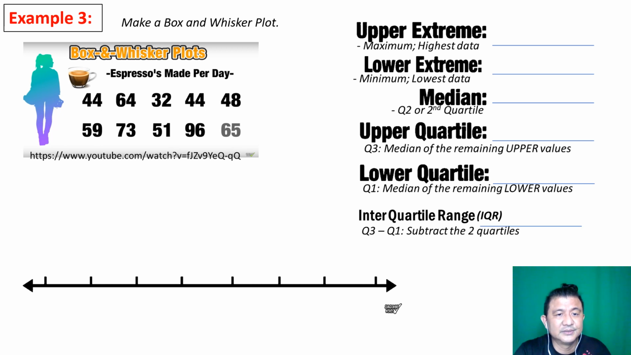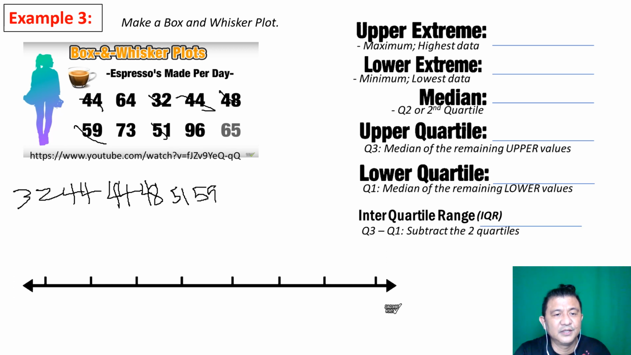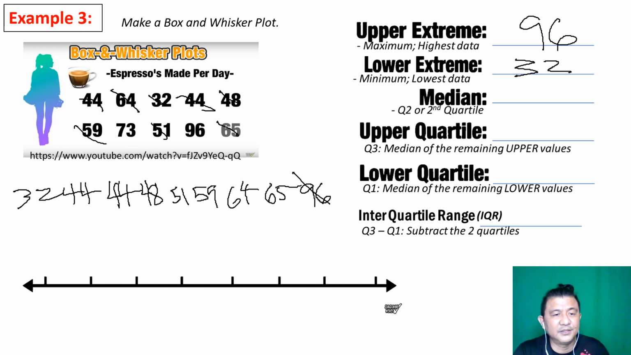Okay, least to greatest: 32, followed by 44. There are two 44s. What else? I got a 48, a 51, then a 59, then a 60, 64 first, followed by a 65, and then a 96. All right, put them in order. That's number one. Next, I need my upper. The upper is 96. The lower is 32. Okay. The median, how will I know the median? Get the middle number. Cancel, cancel, cancel, cancel. There you go, 51.